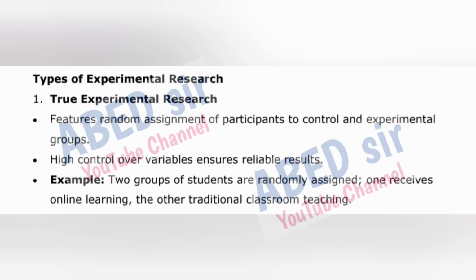Types of experimental research. 1. True experimental research. Features random assignment of participants to control and experimental groups. High control over variables ensures reliable results. Example: two groups of students are randomly assigned. One receives online learning, the other traditional classroom teaching.